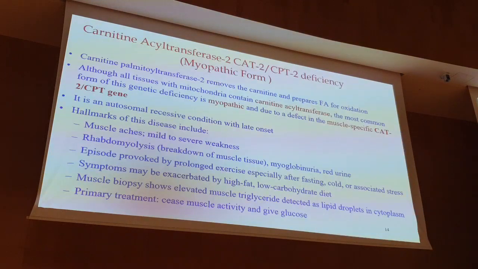Now, what kind of symptoms are seen in patients who have a CPT2 deficiency? It is mostly associated with muscles. It's myogenic or myopathic due to the defect in the muscle version of CPT2.